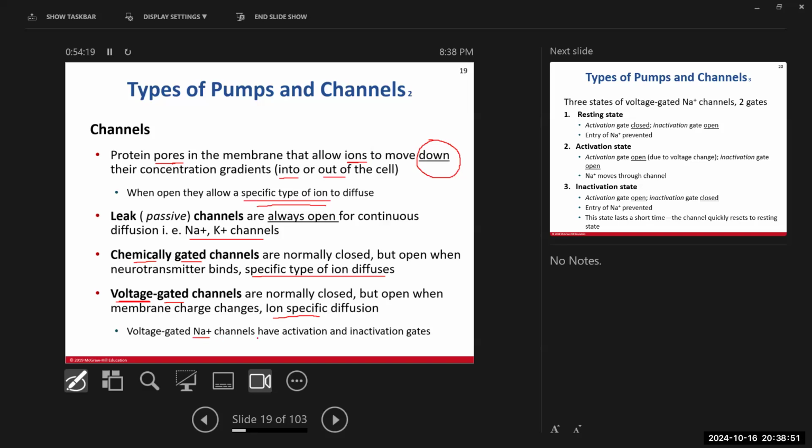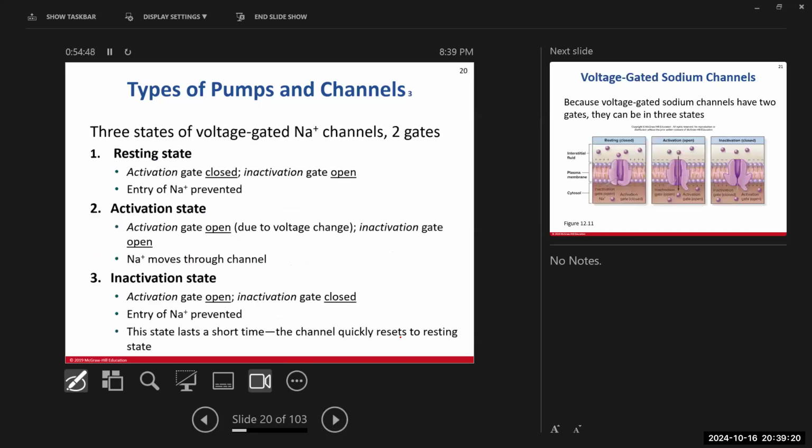So our voltage gated channels actually have two types of gates. I want to make a note of that. You have activation gates and inactivation gates. All right, the other ones that we've been talking about, the chemically gated and just the regular normal voltage gated channels, they have one gate. But voltage gated sodium channels have two: activation and inactivation gates. So let's talk about those.